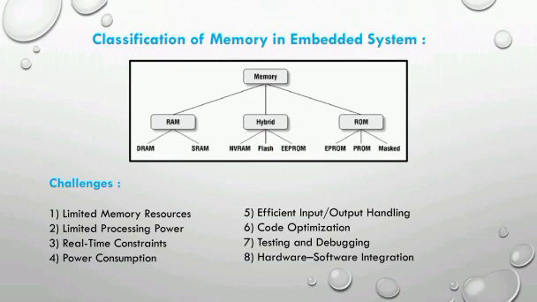volatility with reprogrammability. Embedded systems face challenges such as limited memory and processing power, real-time constraints, and power consumption. Efficient input-output handling, testing, hardware-software integration, and code optimization are critical to system performance.